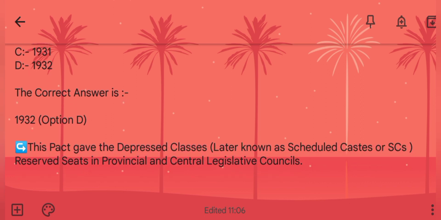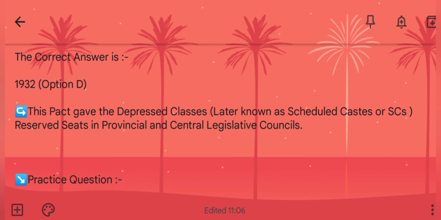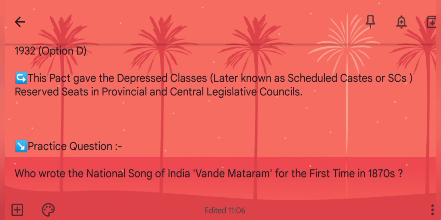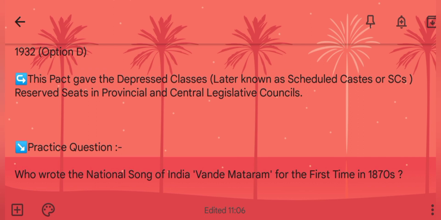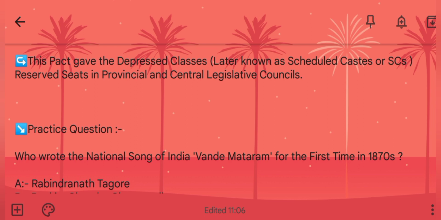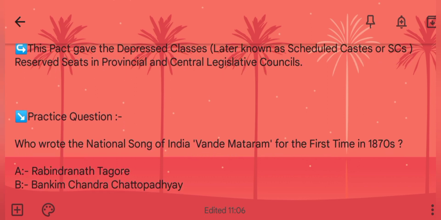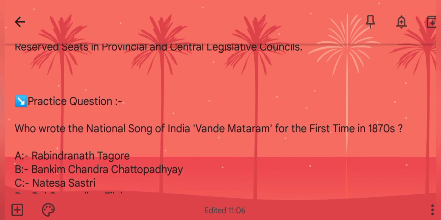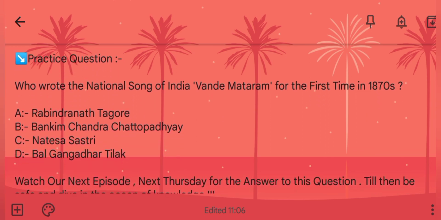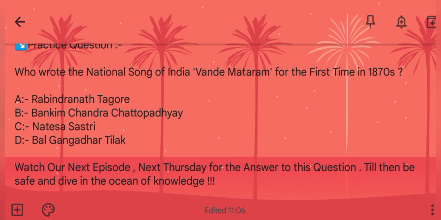So, there you go for the practice question of this weekly quiz, which is, who wrote the national song of India, Vande Mataram, for the first time in 1870s? Your options are A, Rabindranath Tagore, B, Bankim Chandra Chattopadhyay, C, Natesa Sastry, or D, Bal Gangadhar Tilak. Watch our next episode next Thursday for the answer to this question.